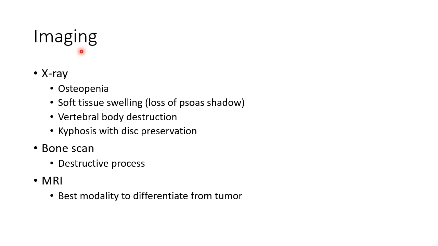Now let us discuss imaging in TB spine. X-ray shows osteopenia or decreased bone density. There will be soft tissue swelling, that is, there will be loss of psoas shadow. There will be vertebral body destruction, kyphosis, and disc preservation. Remember, in TB spine, the vertebral body is destroyed, whereas the disc is preserved. Bone scan shows destructive process. MRI is the best modality to differentiate TB spine from tumors.